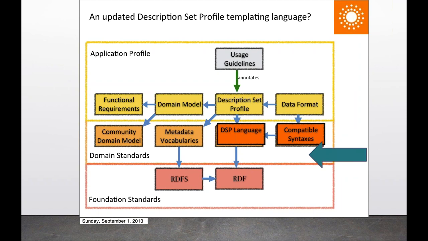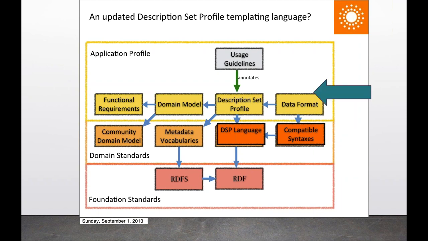So the Singapore framework has three levels. The very bottom level is, of course, the foundation standards, which in this case are given as RDF, but they could be something else. You could have XML or something of that nature. The next level up is about the standards that exist in your community of sharing. So the domain model, vocabularies, etc.